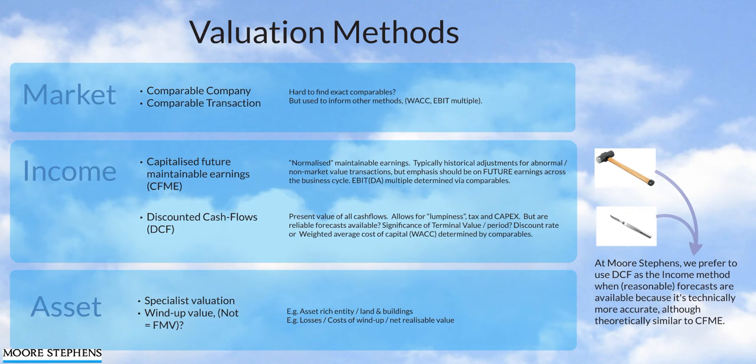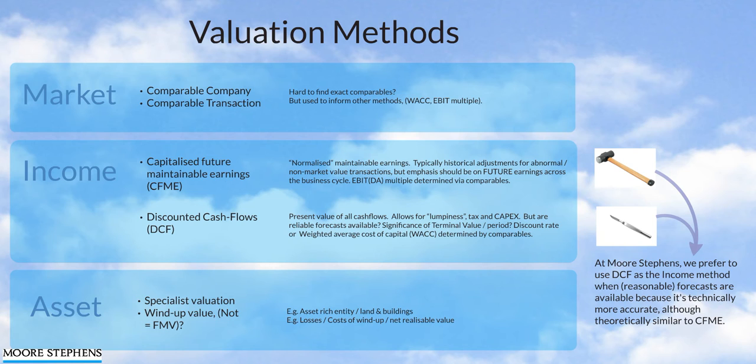There are three main types of valuation methods, being market, income and asset-based methods. Market determines value by looking at comparable companies or transactions. For private companies that can be hard to find exact comparables, but we can usually find some data on similar public companies that at least informs some of the other methods.